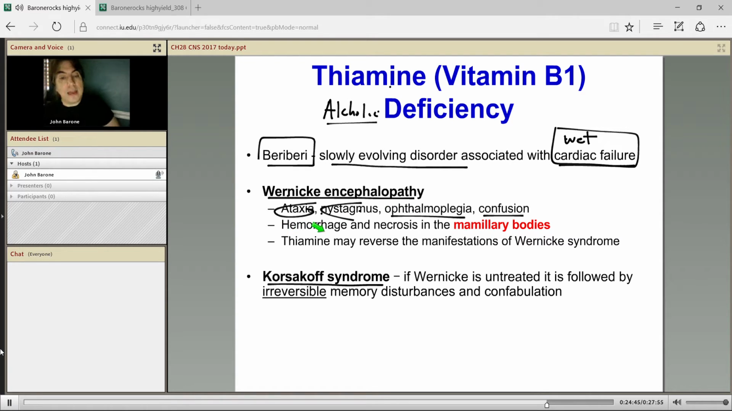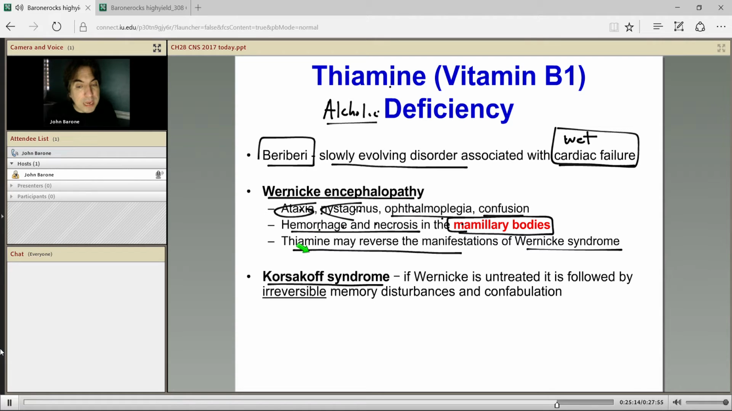Classic. Now, what you're going to see at autopsy is you'll see hemorrhage and necrosis of those perky little things at the base of the brain. They're called the mammillary bodies. So just remember, alcoholics are about boobs, right? They get gynecomastia because they get cirrhosis. They get their own boobs. They're always chasing boobs at the bar. And the boobs of the brain, those perky things at the base of the brain, undergo hemorrhagic necrosis when you have long-term thiamine deficiency.